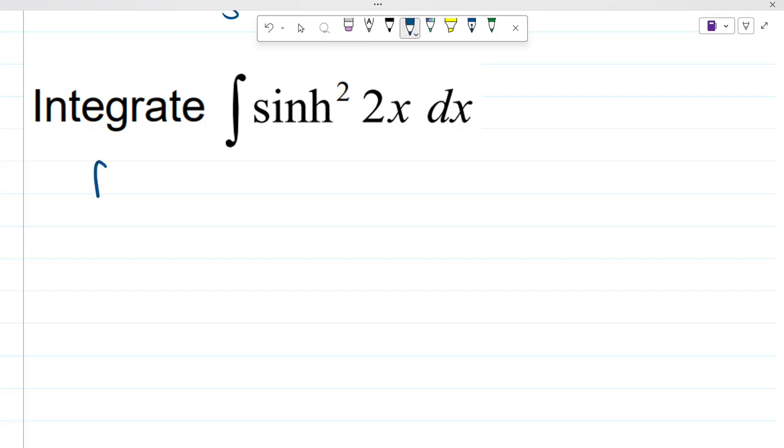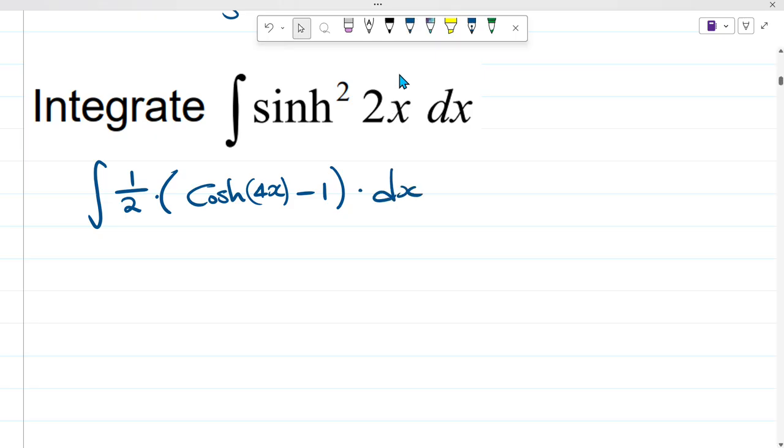We're going to substitute it by 1 over 2 multiplied by hyperbolic cos of 4x. For this case, remember we double the angle, so it's going to be 4x, minus 1, and then dx. Remember, whenever we are writing the half angle identities, it must be the double angle of that one. So if here it is 2x, then here it must be 4x.